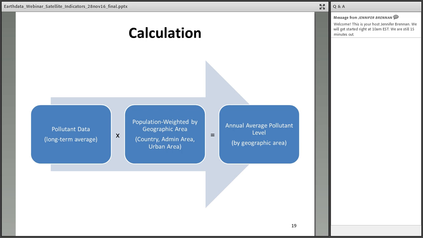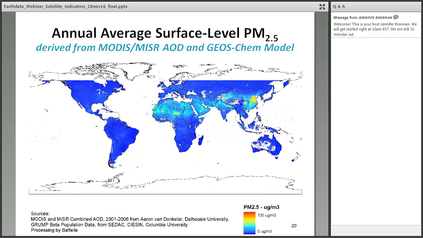Once we have that, we population weight it because we want to know if air pollution is higher in urbanized areas. We want to know that in fact a high proportion of the population in any administrative unit is really badly affected by this bad air quality in those urban areas. And then we come up with average annual population pollutant levels in different administrative units. So this is the kind of input data, which is gridded.